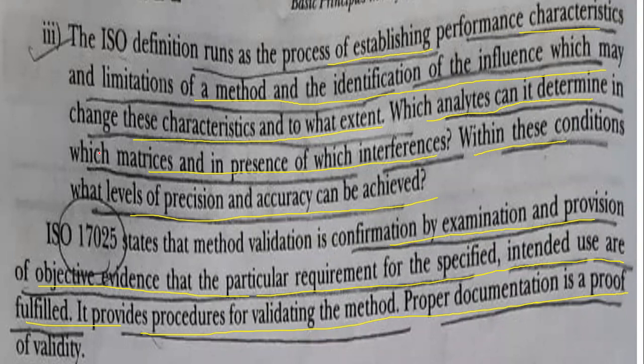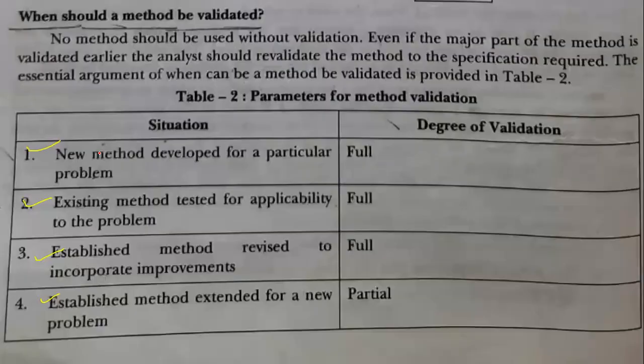So ISO 17025 states that method validation is confirmed by examination and the provision of objective evidence that the particular requirements for a specified intended use are fulfilled. Okay, it provides a procedure for validating the method. Proper documentation is a proof of validity for this.